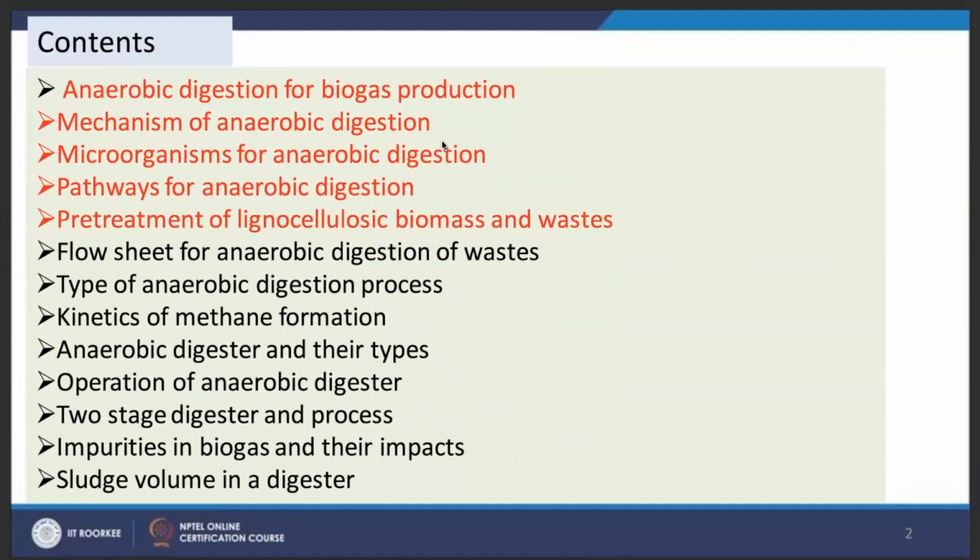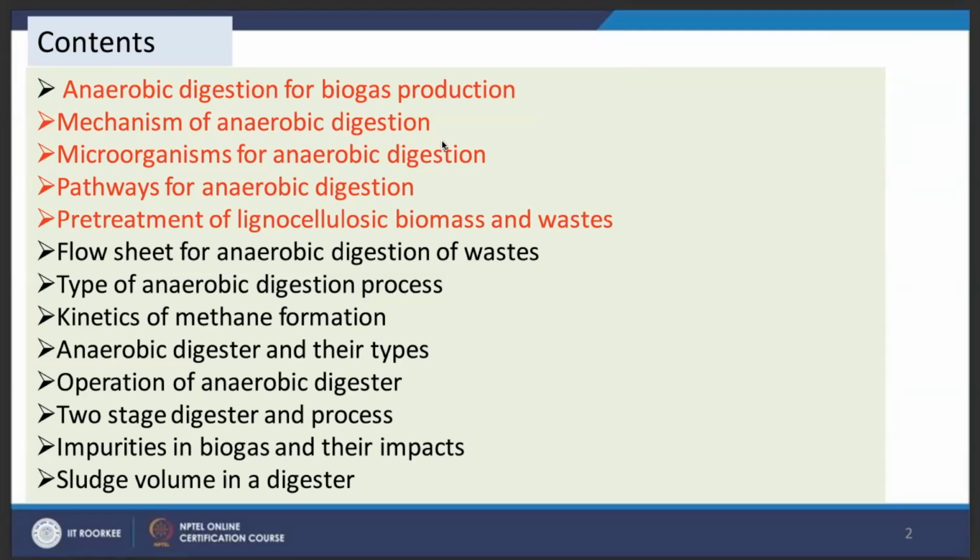First, we will discuss what exactly anaerobic digestion is, specifically for biogas production, the mechanism of anaerobic digestion, and microorganisms for anaerobic digestion, because as I mentioned, this is a biological route for converting waste into useful energy or products. Hence, some of the microorganisms which are associated with anaerobic digestion. Next, pathways for anaerobic digestion. We will see some of the pathways through which we are getting energy from the waste material. Then next, the pre-treatment of lignocellulosic biomass and waste.